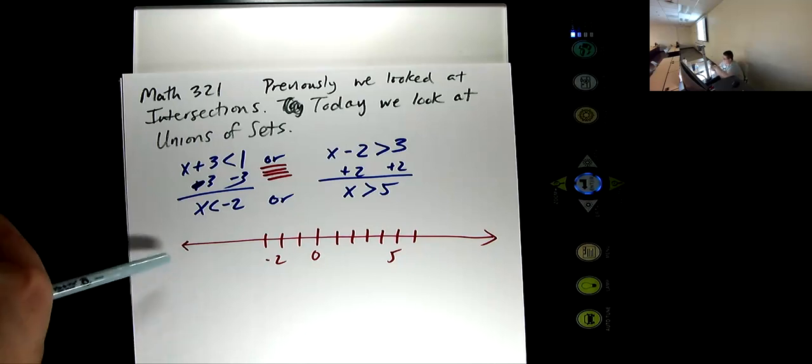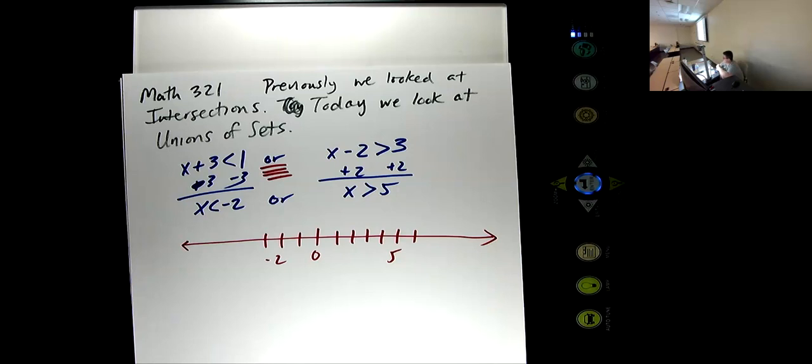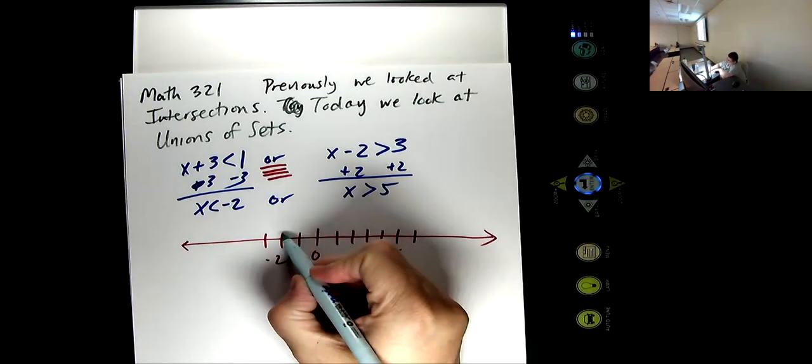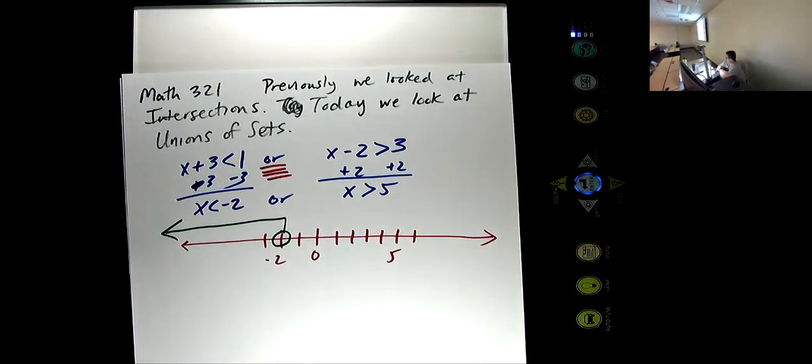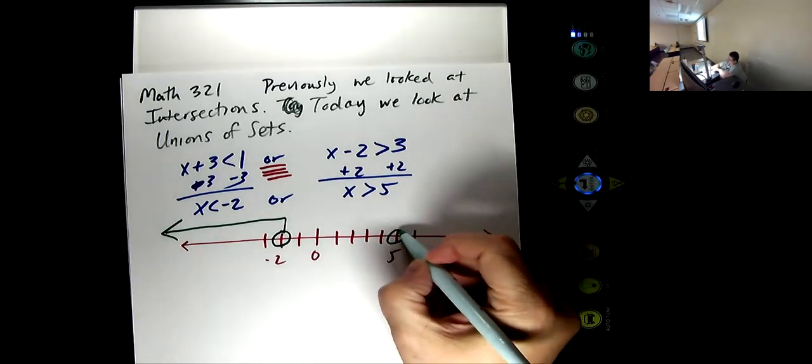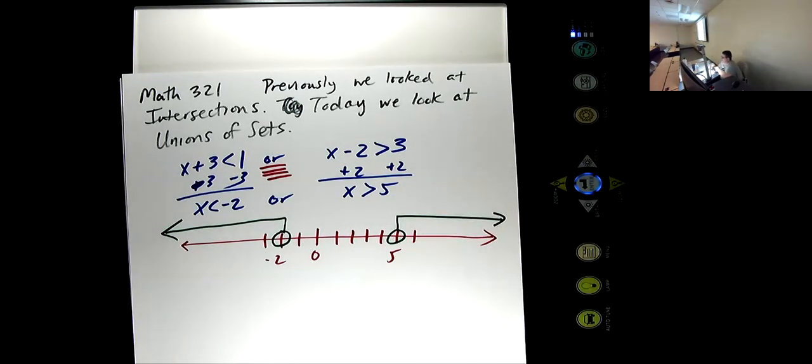So what we're looking for is something that is in either region. x can be less than -2, so any value that's lower than it, not including -2. And then the 5, any value that's higher than it. This is an or situation, so either region works.